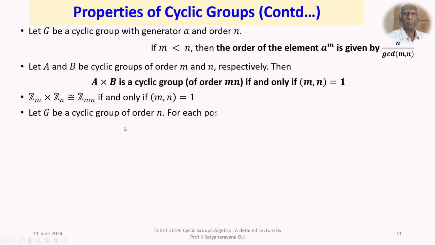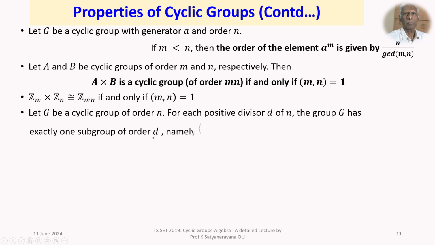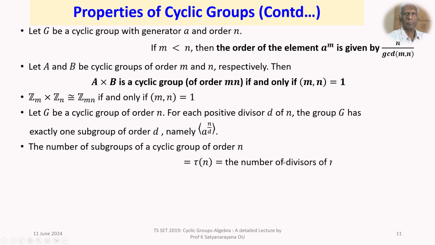Let G be a cyclic group of order n. This next property is also a good property. For each positive divisor D of n, the group G has exactly one subgroup of order D, that is the cyclic subgroup generated by A power n by D. For each positive divisor D of n, this cyclic group G of order n has exactly one subgroup of order D, namely A power n by D. So the number of subgroups of a cyclic group of order n will be the number of divisors of n.